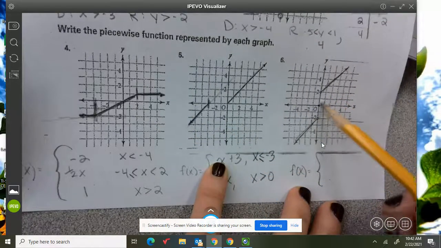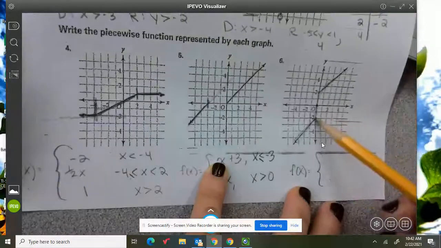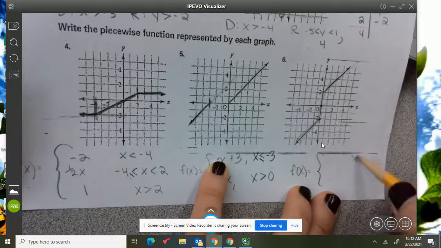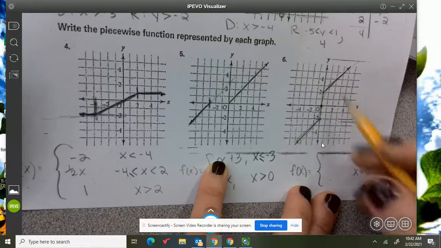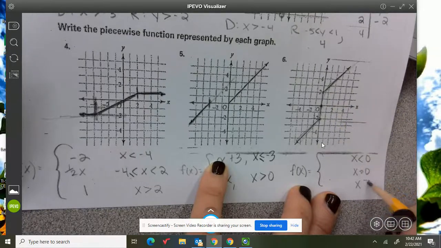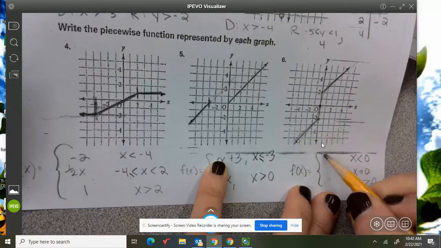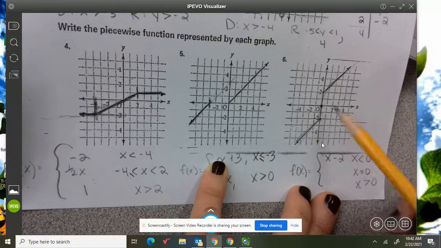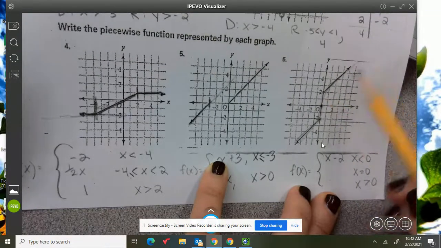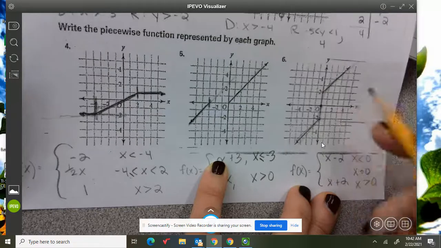Here, you're at 0 for all of them. You start at 0, you start at 0, you start at 0. So we start at 0. So when you're less than 0, when you're equal to 0, and when you're greater than 0 are your three equations. So when you're less than 0, your slope is 1. So you can put 1x if you want. And your y-intercept is -2. Here, when you're greater than 0, your slope is 1 and you're at +2. Here, when you're at 0, your output's 0.